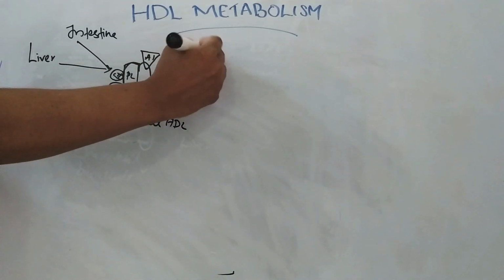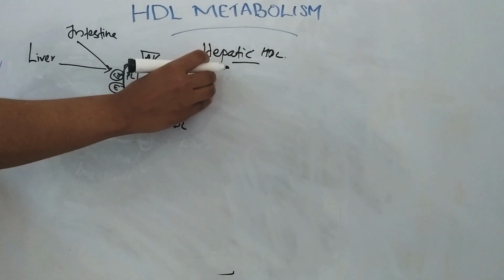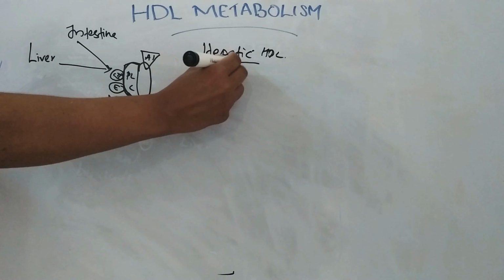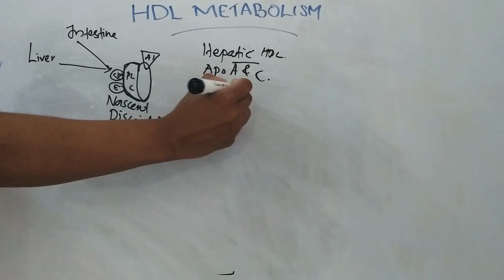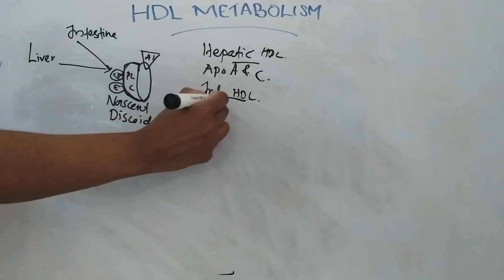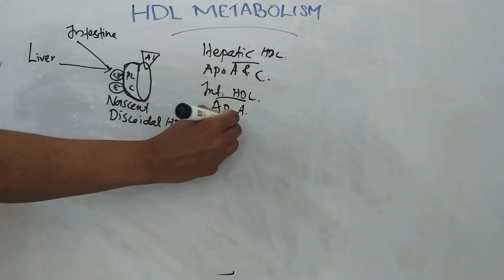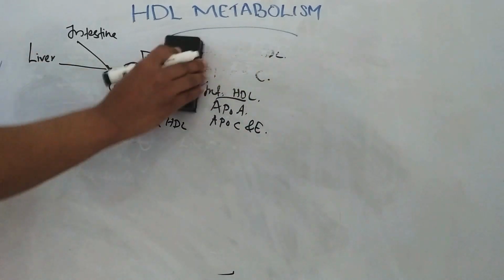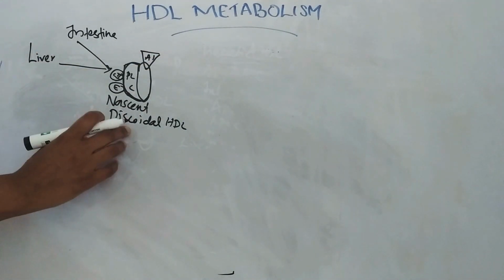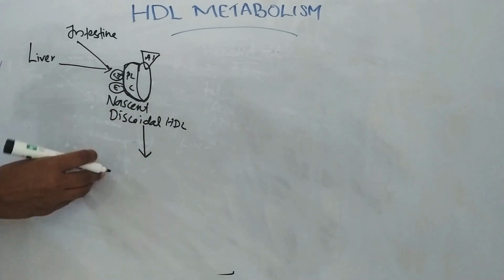Nascent hepatic HDL contains ApoA and ApoC. Nascent intestinal HDL contains ApoA, and when it circulates, it acquires ApoC and E. Then this nascent discoidal HDL is secreted into the plasma.